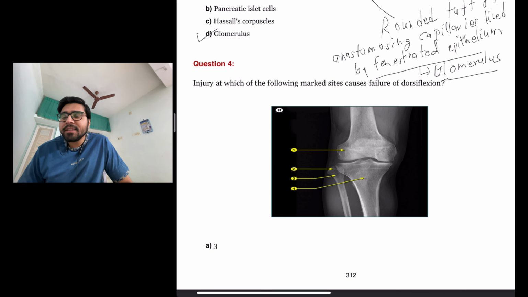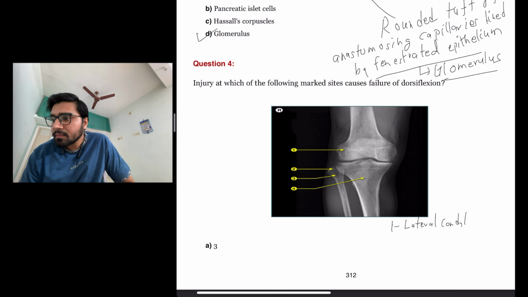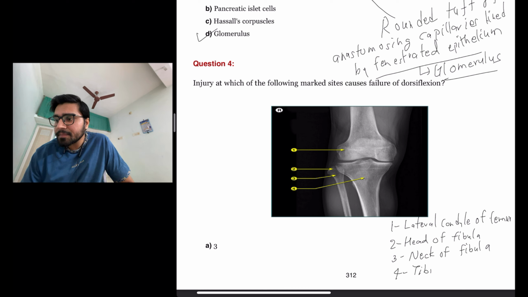The next question is: injury at which of the following marked sites causes failure of dorsiflexion? So let us first label all these sites. The first one is lateral condyle of femur. The second one is head of fibula. Third one is neck of fibula. And the fourth one is tibial tuberosity.